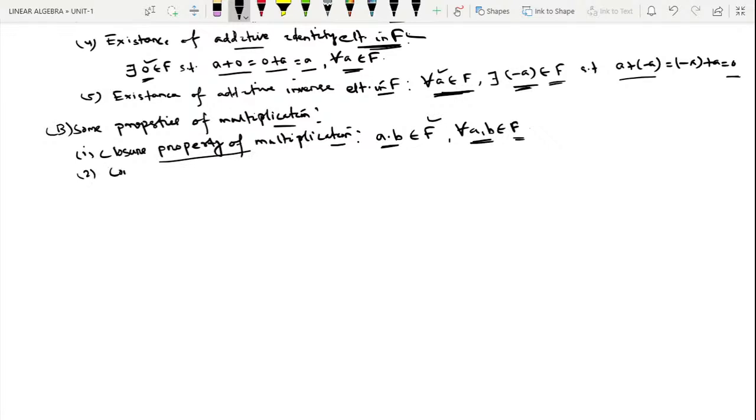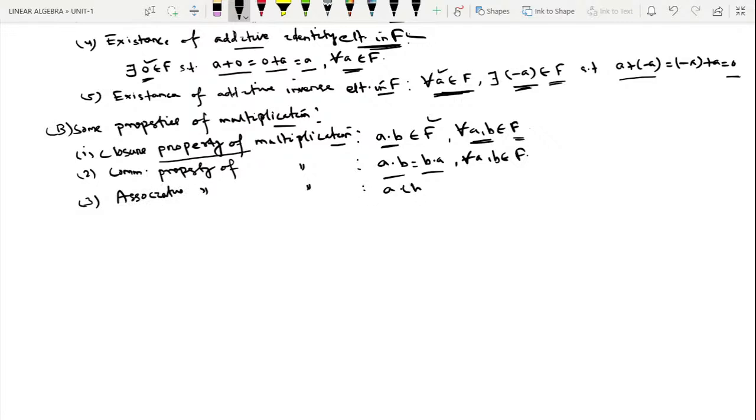Similarly, the commutative property of multiplication: A into B is equal to B into A for all A, B belongs to F. Then the next property, the associative property of multiplication: (A into B) into C is equal to A into (B into C) for all A, B, C belongs to set F.